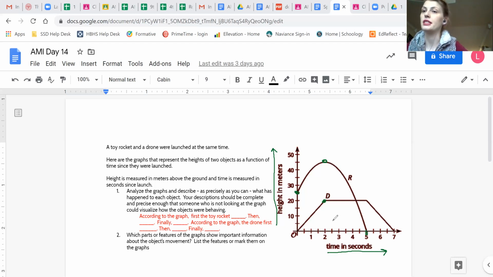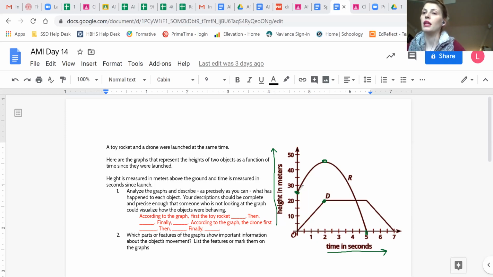And then do the same thing with the drone. Pick out some points, describe what's happening. So first the rocket went up in the air, then it started coming back down, but try to tell me when and where that happened too. Then lastly, it says which parts or features of the graph show important information about the object's movement. List the features or mark them on the graph.